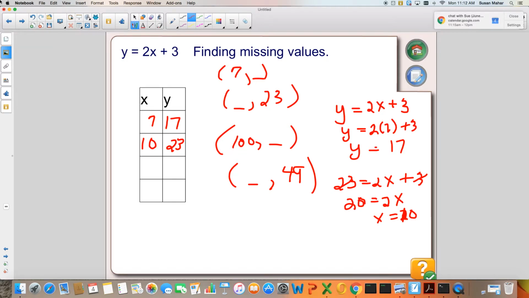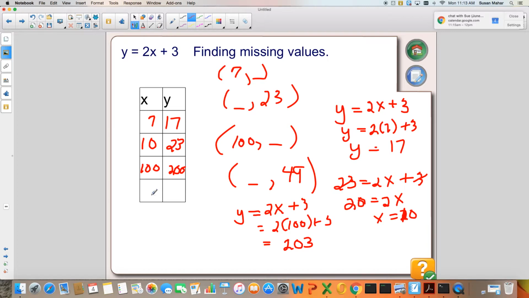Now for the third one, we know the x value is 100, and we need to figure out the y value. So y is equal to, and resist the urge to just say, oh, that's 10 times 10, I'm going to multiply this by 10. Take the time to do the equations. So 2 times 100 plus 3 is 203. So I will fill this one in here.